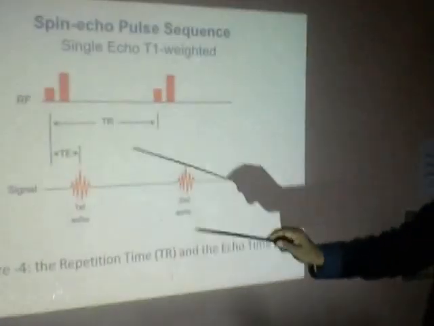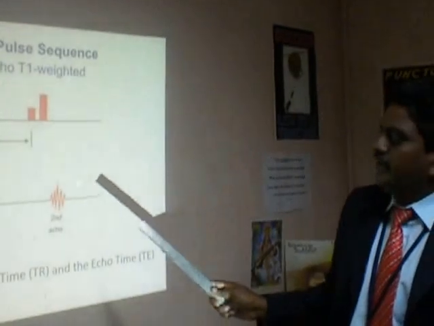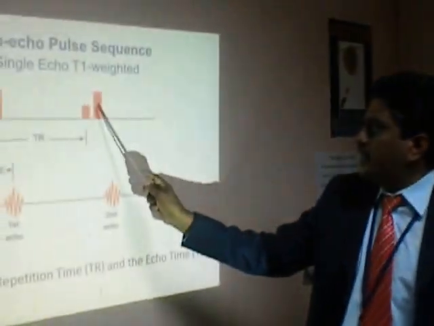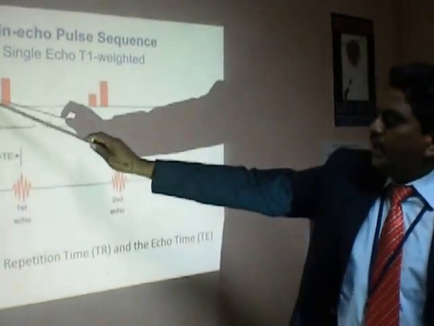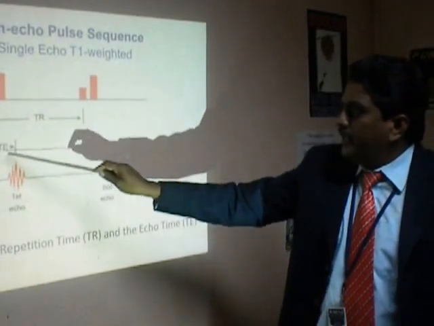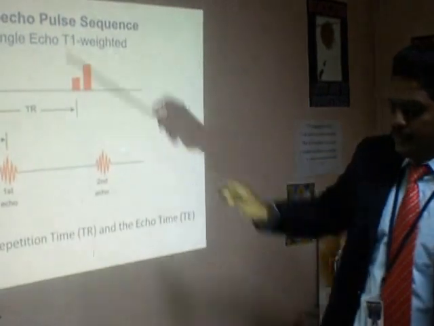This diagram describes the concept of TR and TE. The time delay between two consecutive RF signals is called the repetition time. The time delay between the RF signal and the response signal is called the TE. These are the response signals, and these are the RF signals.